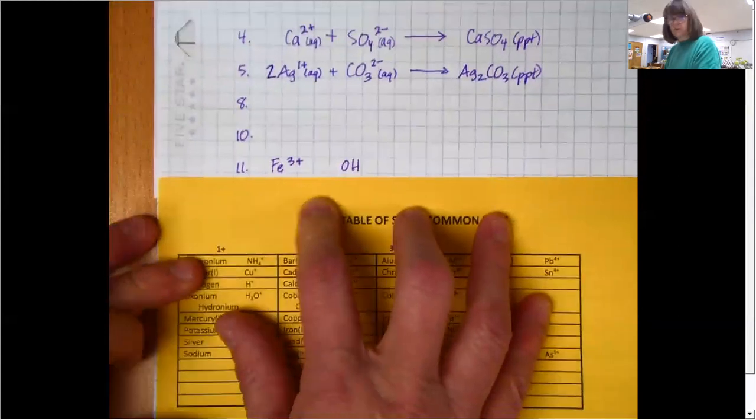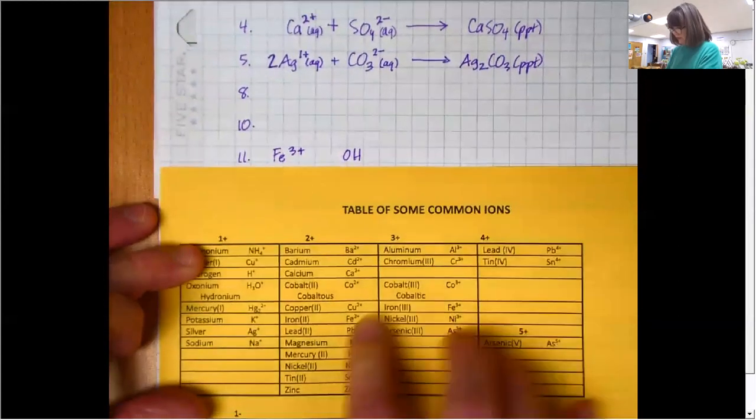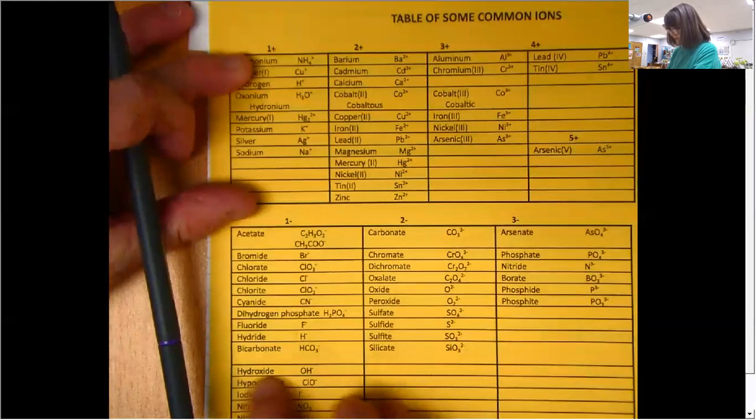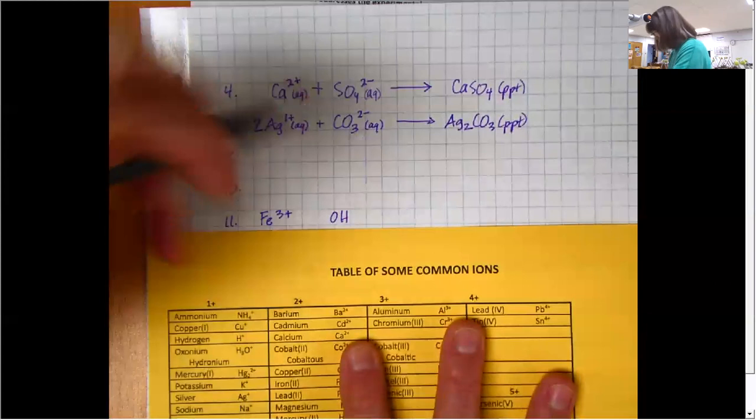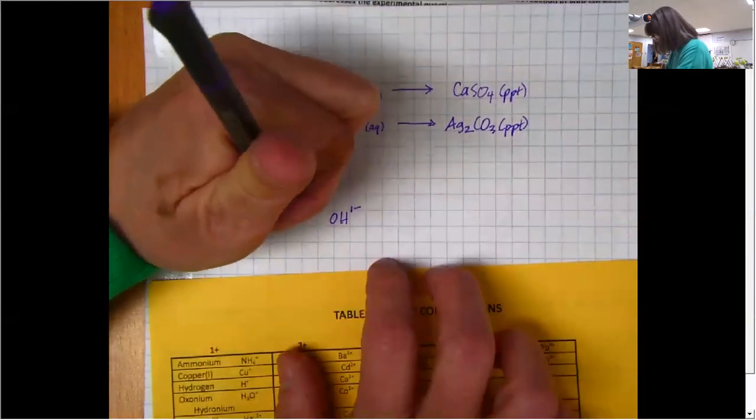So let's find OH on the bottom. If you look, here's OH, its name is hydroxide, its charge is -1. Once again, these are dissolved in water, so we're gonna put a little AQ.